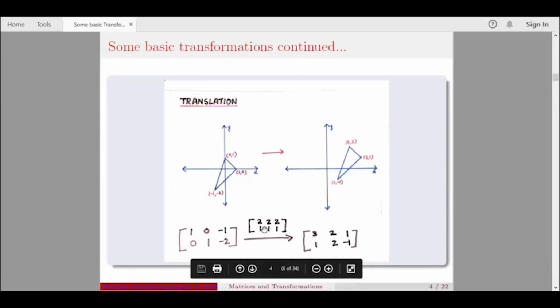When we add this, a translation occurs. So 2 plus 1 is 3, then 2 plus 0 is 2. 2 minus 1 is 1, 0 plus 1 is 1. Then 1 plus 1 is 2, and minus 2 plus 1 is minus 1. So we got the new vectors, and we are plotting them here. (3, 1) is this point, (2, 2) is this point, (1, -1) is this point.